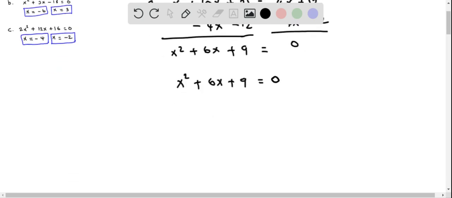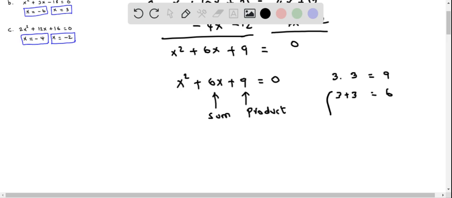Now this can be written in factor form. So here the product of two numbers is 9, and the sum is 6. So its only possibility is 3 times 3 is 9. So we consider these numbers, and 3 plus 3 equals 6. Therefore, the two numbers are 3 and 3. That means the same number. So this can be written in factor form as x plus 3 times x plus 3, and this equals 0.